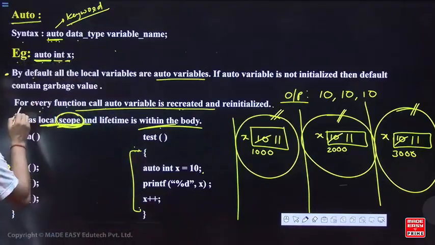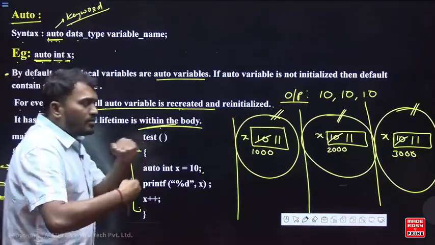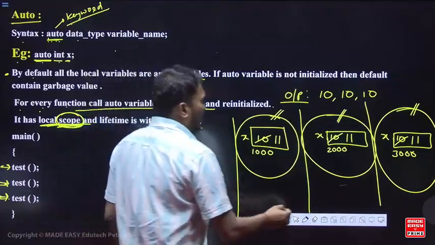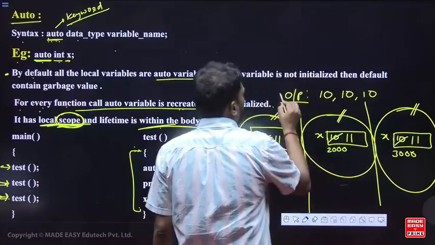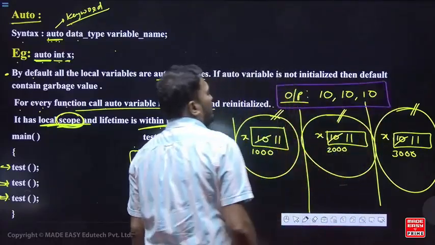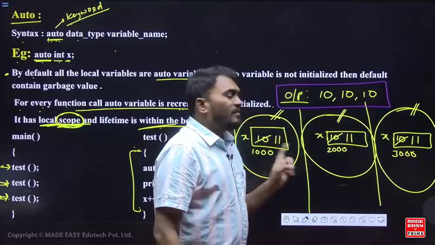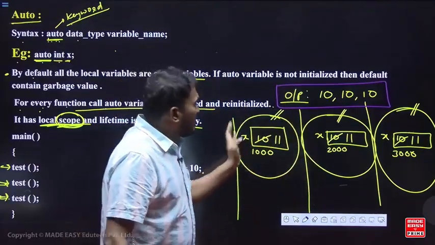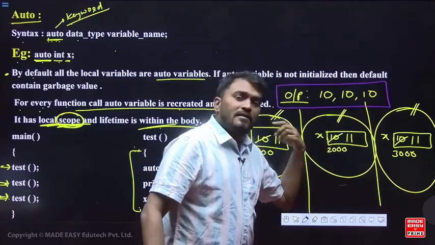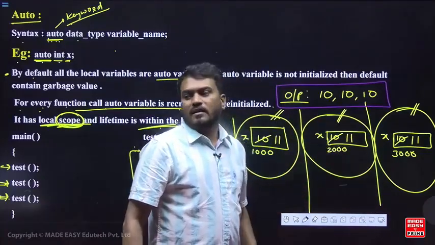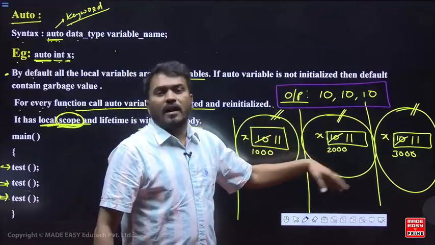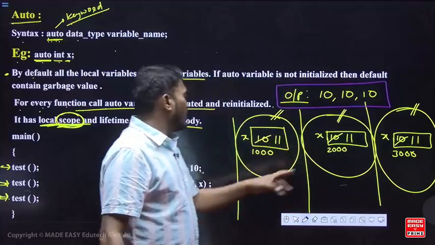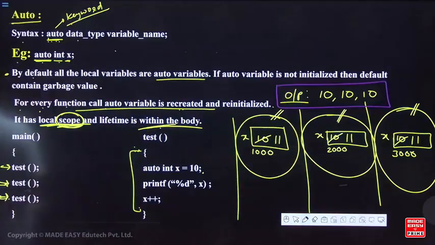And next, this point should be clear for everyone. For every function call, the auto variable is recreated and reinitialized. Is that clear? So what is the output you get here? This is the output: 10, 10, 10. So copy this here. What is the important point you need to understand? Every time the function call is made, three different times the variable is created and deleted in the stack segment. And this is the output you get. So please copy this. That is the meaning of auto variable.